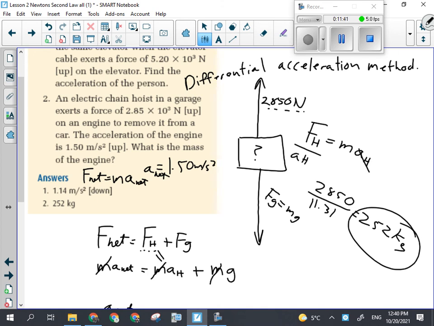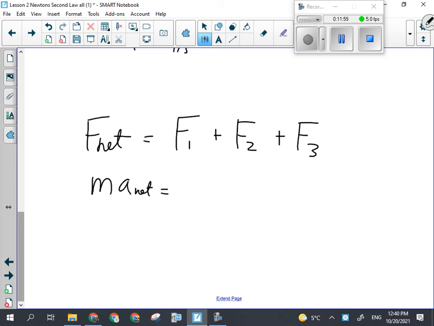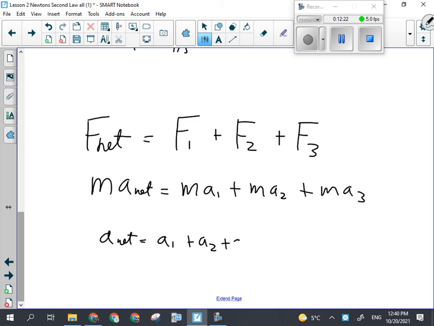Okay, so anytime we say vector sum of all forces, we're saying, all right, so I've got force 1 plus force 2 plus force 3, okay, that's the same as saying this: mass times my net acceleration equals mass times acceleration 1 plus mass times acceleration 2 plus mass times acceleration 3, okay? Forces are always calculated by multiplying the mass by whatever acceleration they could produce, right? And so this then is also true. My net acceleration is acceleration 1 plus acceleration 2 plus acceleration 3, okay?